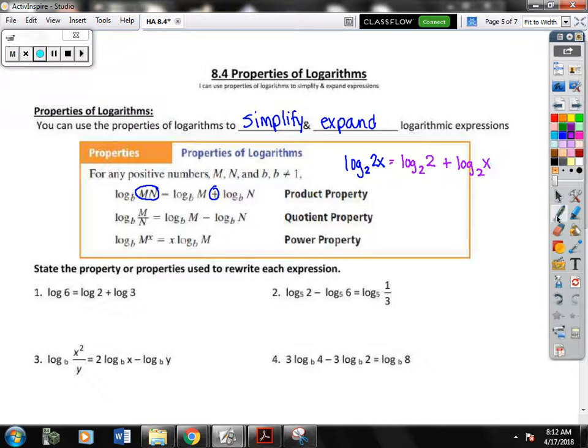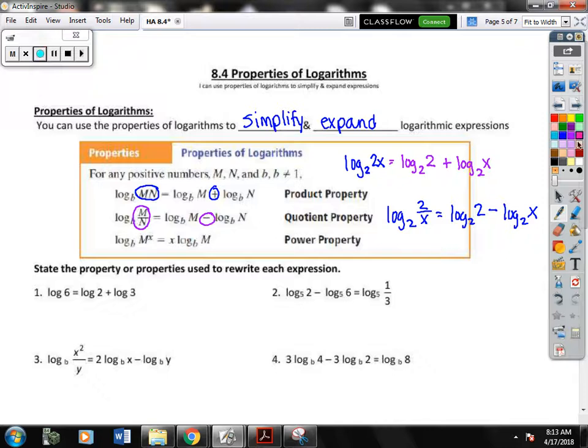Okay, the quotient property says if you have 2 things being divided, you can split that into 2 logarithms that are being subtracted. Which kind of is like your exponent rules where you'd subtract the exponents if they're being divided. So it's kind of similar. So for example, log base 2 of 2 divided by x could be expanded to be log base 2 of 2, and you always do the numerator first and then subtract log base 2 of x. So these are equivalent expressions. One is expanded, one is simplified.